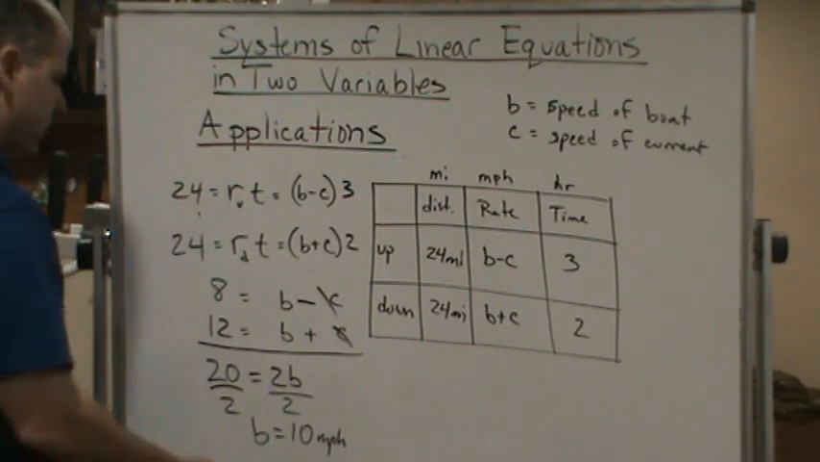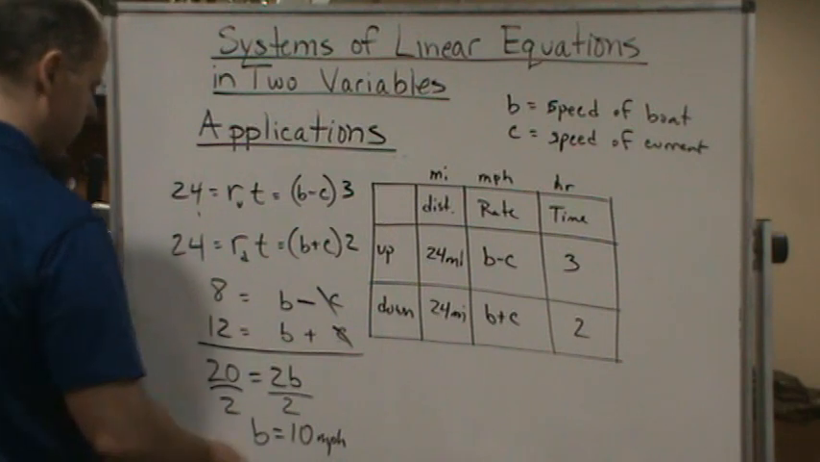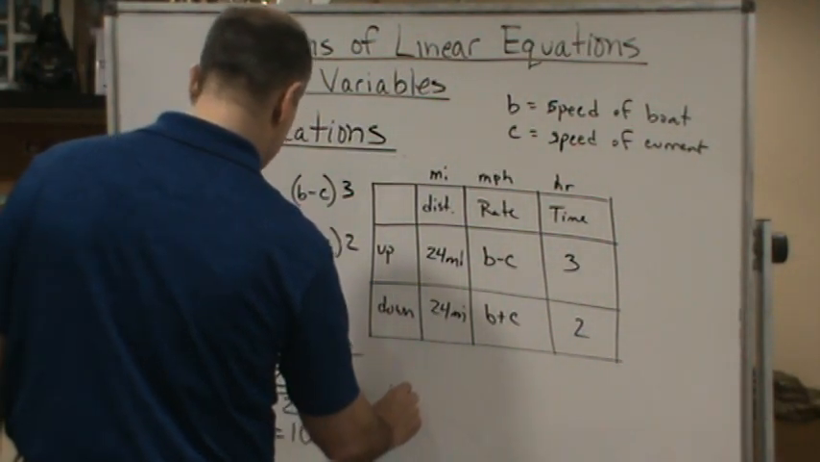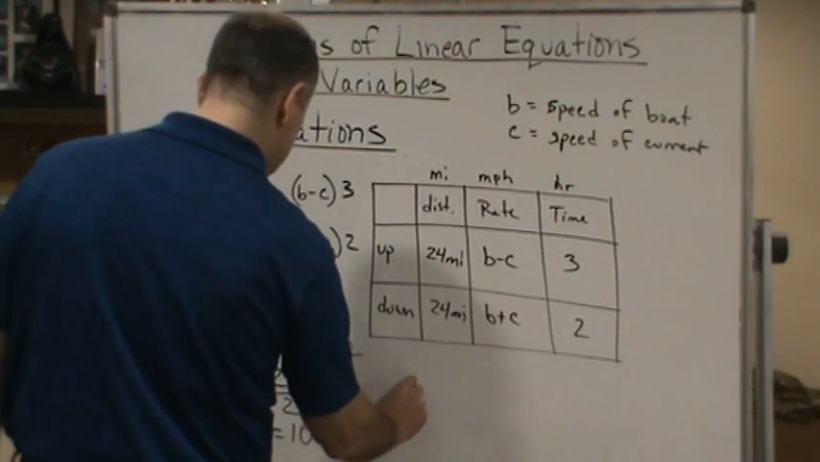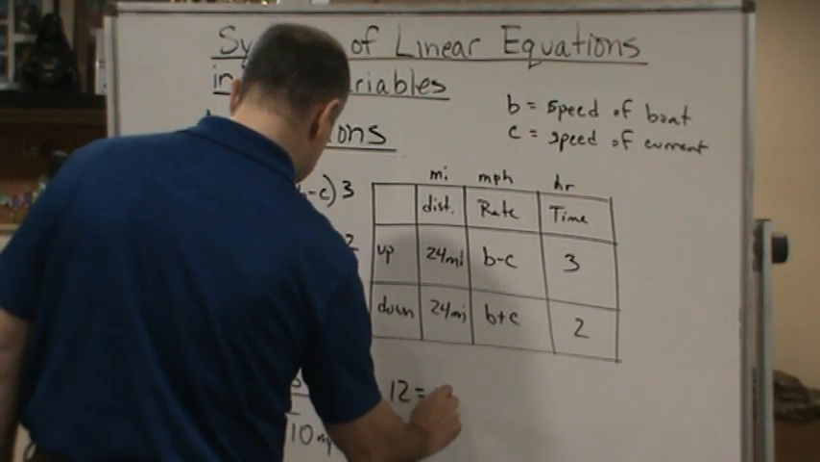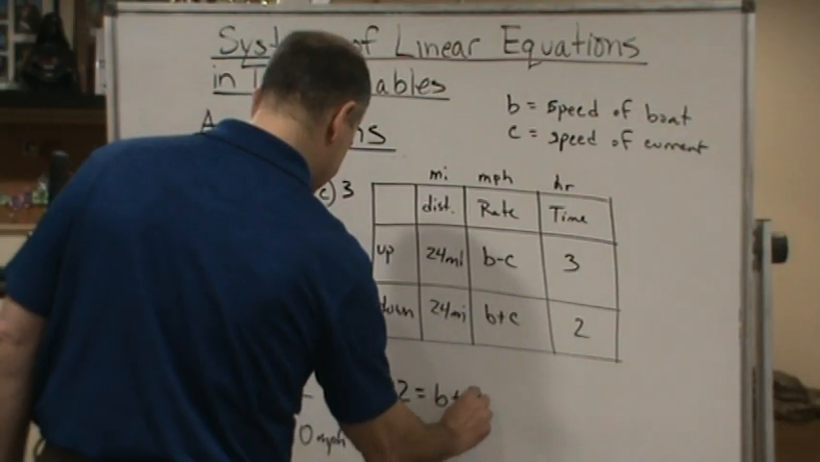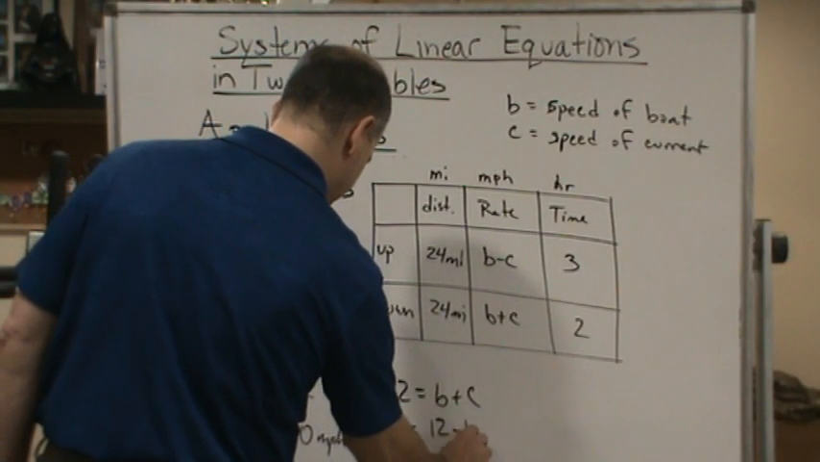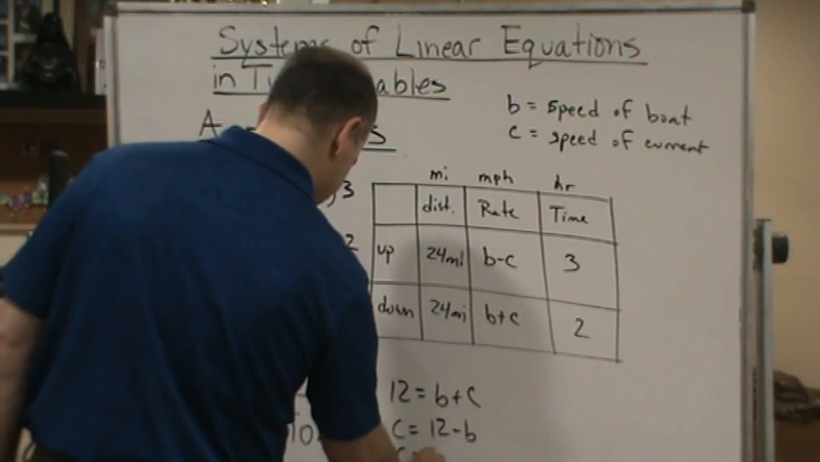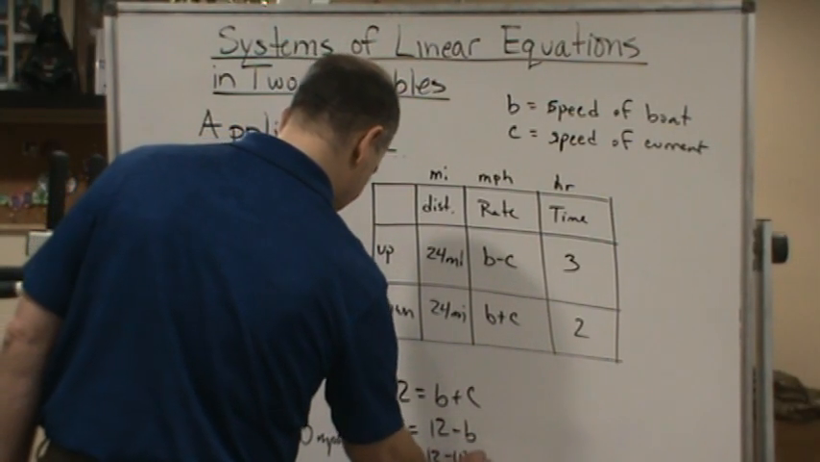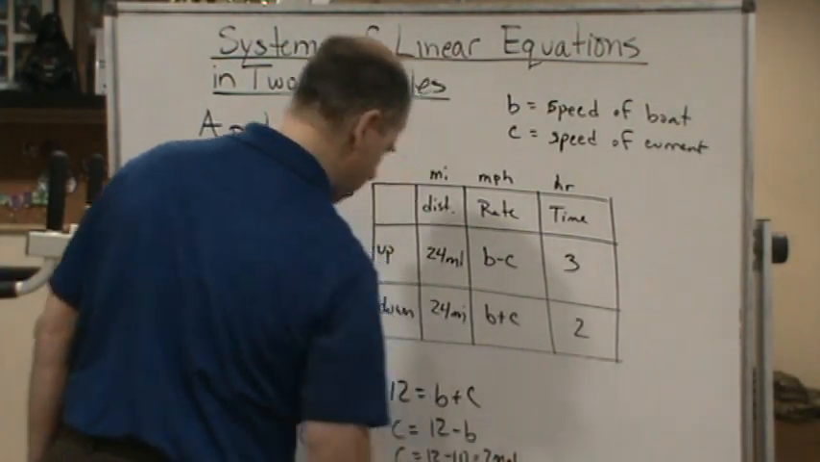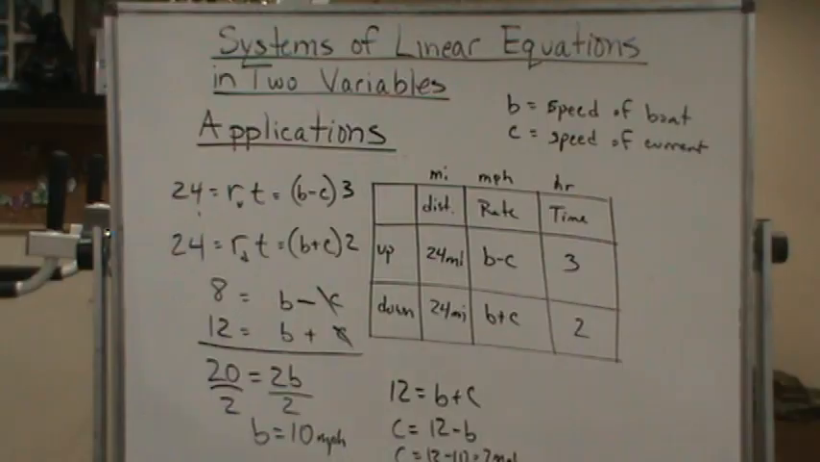Now, guess what? Now I just have to plug into one of the two equations, right? So now I'm going to take this one. 12 equals b plus c. So c is going to equal 12 minus b. So c is going to be 12 minus 10, which equals 2 miles per hour. So the speed of the current is 2 miles per hour, and the speed of the boat is 10 miles per hour. And we're done.